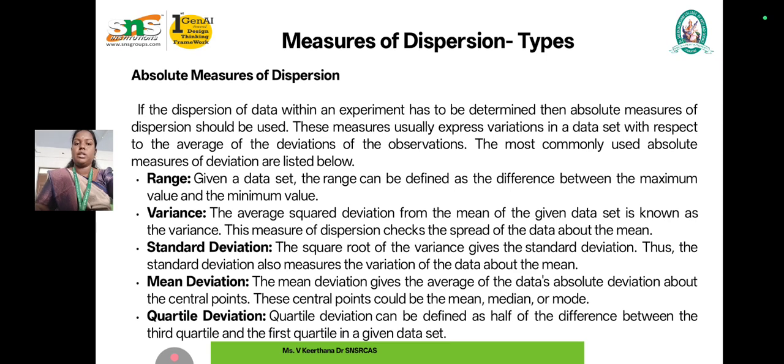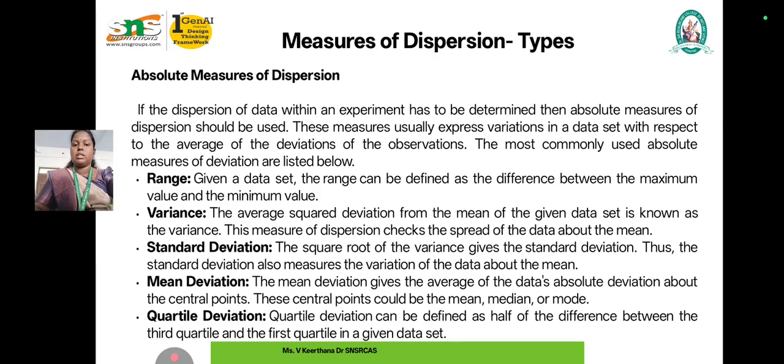First we can see what are absolute measures of dispersion. If the dispersion of data within an experiment has to be determined, the absolute measures of dispersion should be used. These measures usually express variations in a data set with respect to the average of the deviations of observations. The most commonly used measures are range, variance, standard deviation, mean deviation and quartile deviation. Range can be defined as the difference between the maximum value and the minimum value.